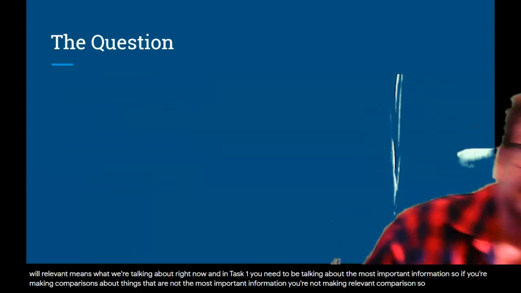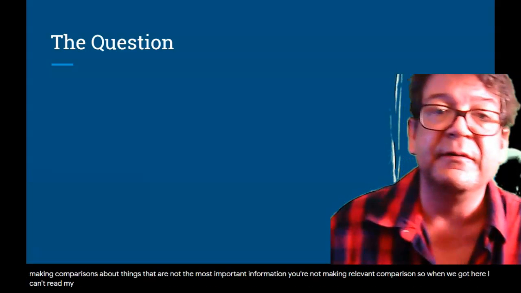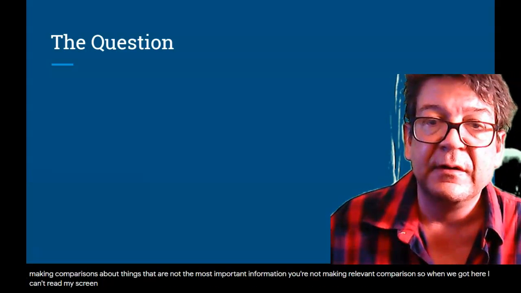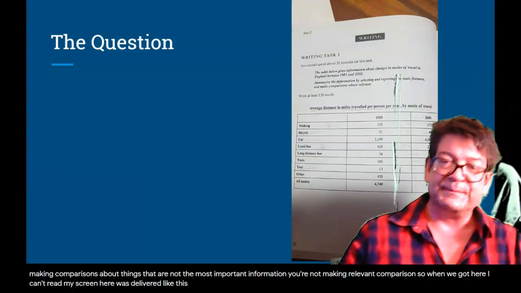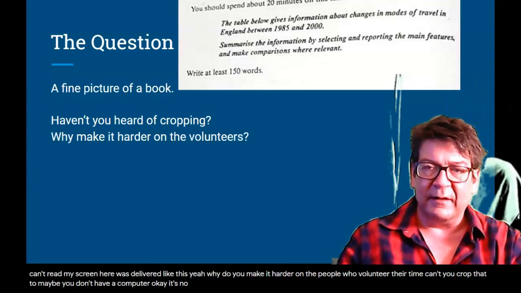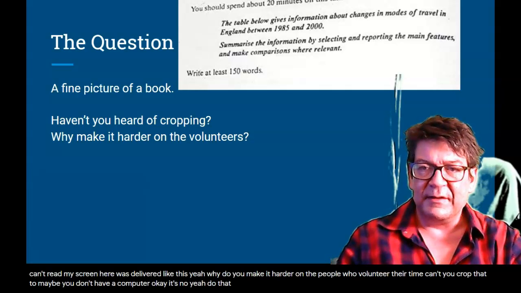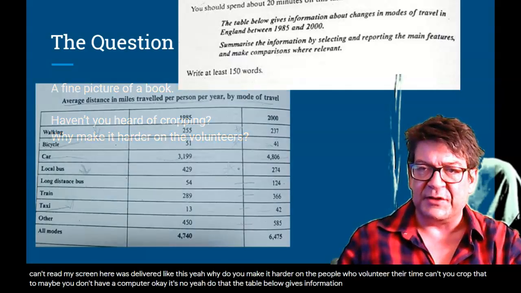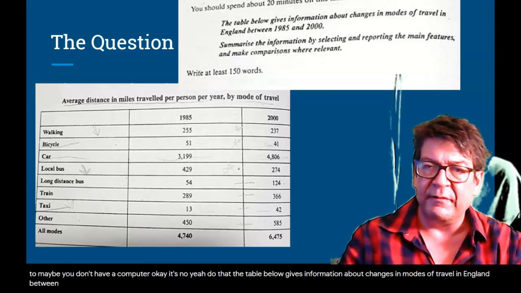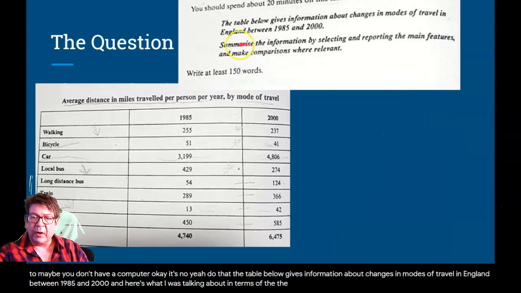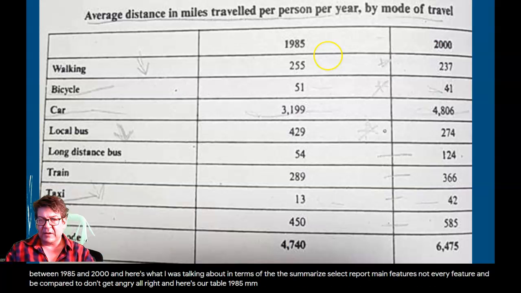So, what do we got here? I can't read my screen. Oh, the question here was delivered like this. The table below gives information about changes in modes of travel in England between 1985 and 2000. Summarize, select, report, main features, not every feature, and make comparisons. Don't get angry. Let's take a closer look.